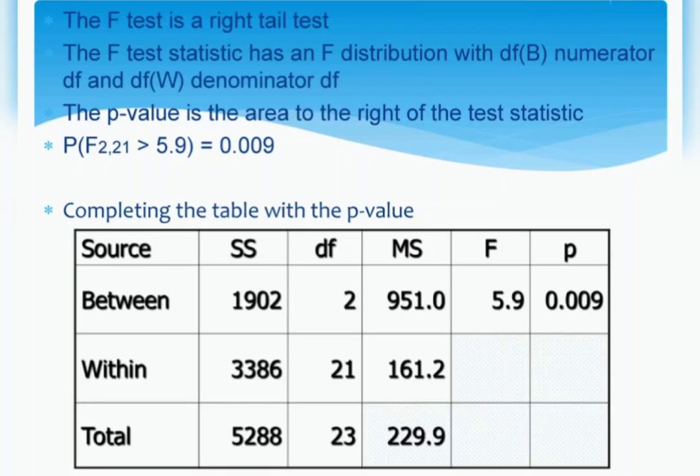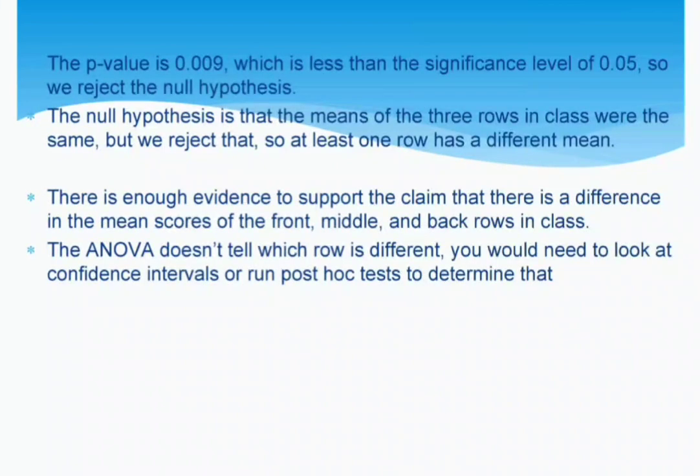The F test is a right tail test. The F test statistic has an F distribution with degrees of freedom numerator and degrees of freedom denominator. The area to the right of the test statistic is P of F with 2 comma 21 degrees of freedom greater than 5.9, which is equal to 0.009. And next, completing the table with the p value. So the p value equals 0.009, which is less than the significance level of 0.05.